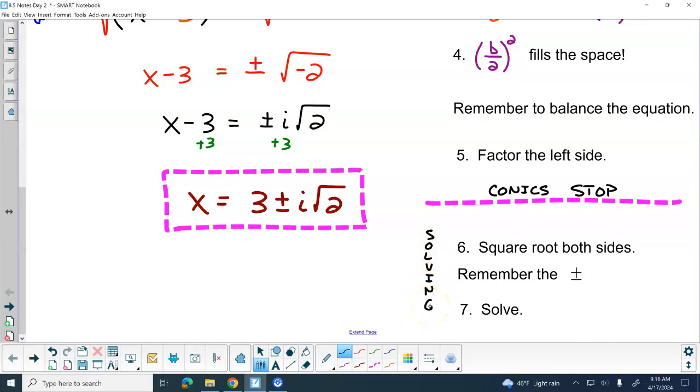If we're solving by completing the square, then we have to do steps 6 or 7. But if it's today for conics, and this week for conics, and next week for conics, and the week after for your final, you get to stop right there at step 5.